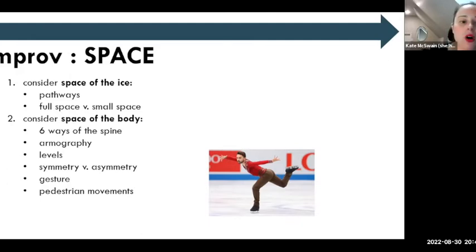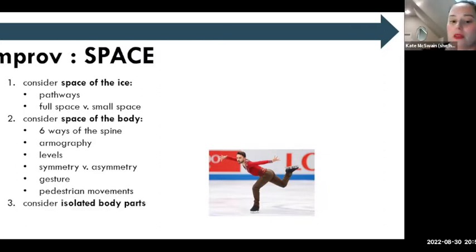So all of those, by the way, could each individually be their own improv exercise. You could spend a whole exercise on 6 ways of the spine and the different ways and how those feel. You could spend a whole exercise on utilizing symmetry versus asymmetry in your limbs, your legs, your feet, your arms. You could spend a whole one on pedestrian movements. What's walking, what's jogging, what's skipping, and those types of explorative movements.